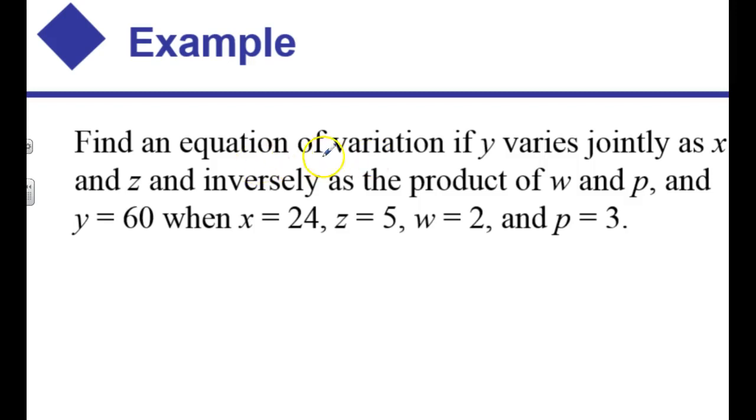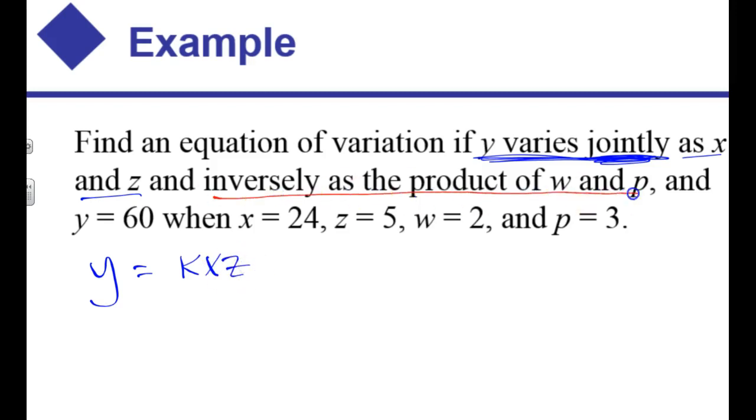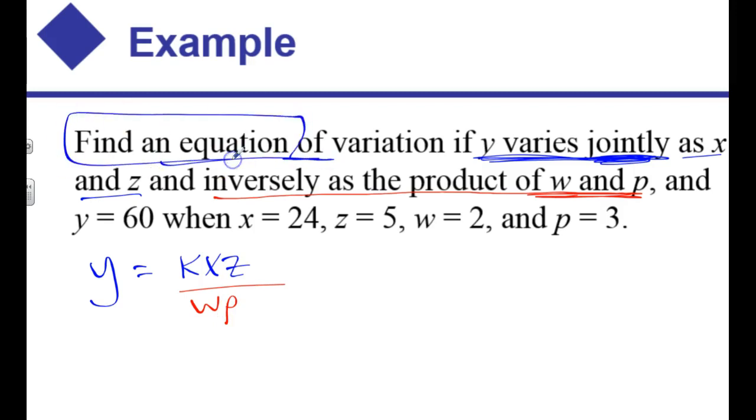So find the equation, the variation function that varies. Let's start. y varies jointly, which means I've got a bunch of stuff going on, with x and z. Oh my gosh. So jointly with x and z, but then inversely with, so inverse means divide by w and p. I've got a lot going on here. And what am I trying to find? The equation. So I don't have to solve for a letter. I don't solve for k. I just find the equation by plugging in.